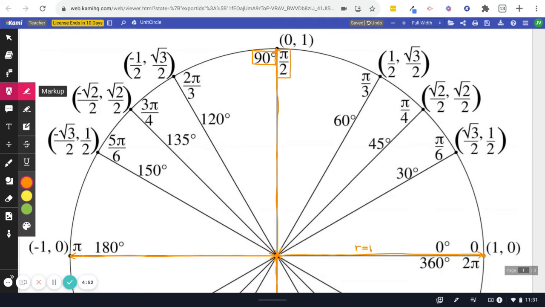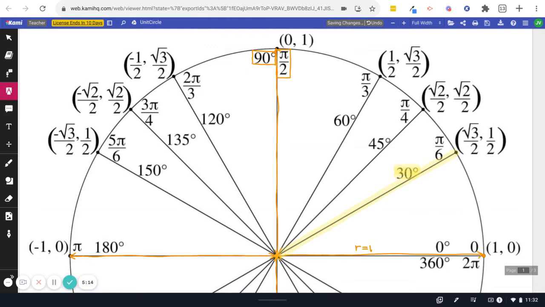Okay. I told you I would let you know when to highlight. Here's what I'm going to highlight. I'm going to do my pi over 6 chunk. So I'm going to highlight that. If you've got a highlighter, you don't have to do all the colors I'm going to do, but it would be kind of cool to look at this. So this is a 30-degree angle, which is great. More importantly, it's a pi over 6 angle.